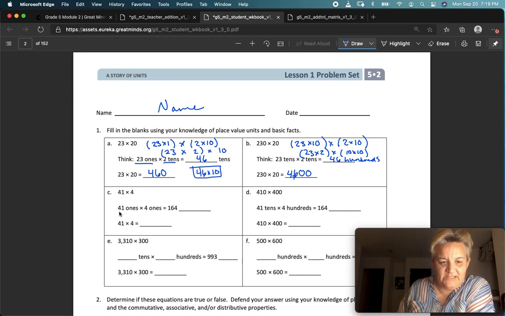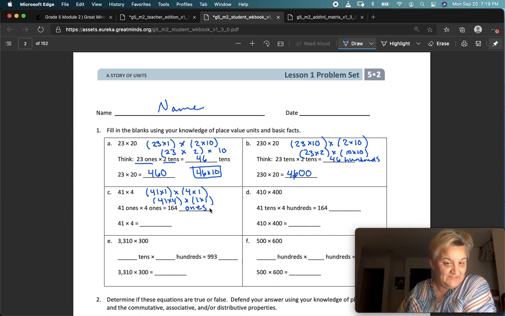All right, let's try another one. 41 times 4. They're saying that this is like 41 times 1, and this is also ones, which would be 4 times 1, equals 164. Well, 164 what? We've got 41 times 4, and then we move both of the ones into the same spot. So 1 times 1 equals 1. So that's 164 ones, and 164 ones is just 164.